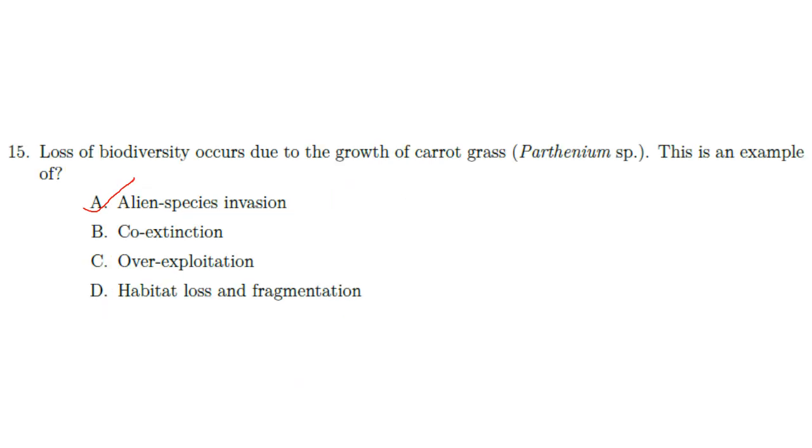The next one. Loss of biodiversity occurs due to the growth of carrot grass, Parthenium species. This is an example of. So Parthenium species is an invasive alien species. And an invasive alien species is an introduced species to an environment that becomes overpopulated and harms its new environment. That is alien species invasion. So the loss of biodiversity due to the growth of Parthenium species is an example of alien species invasion.